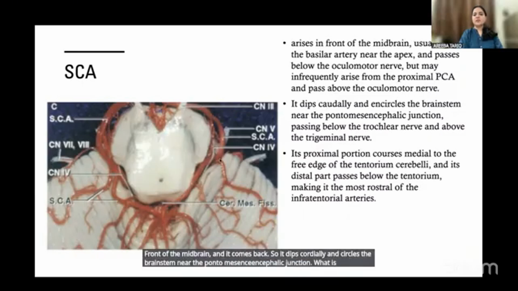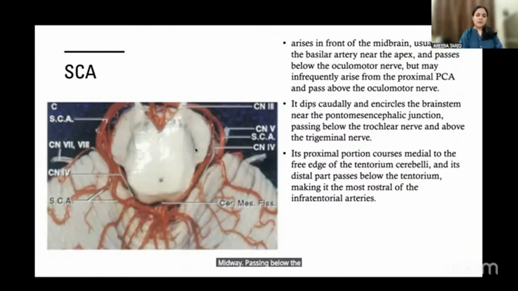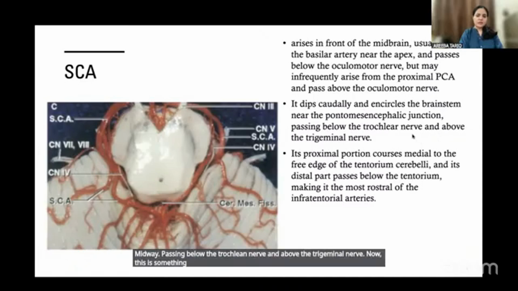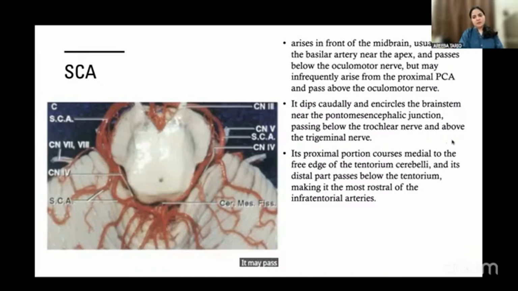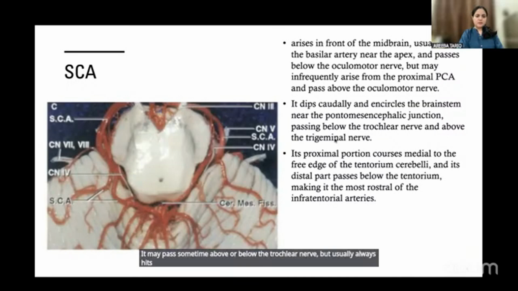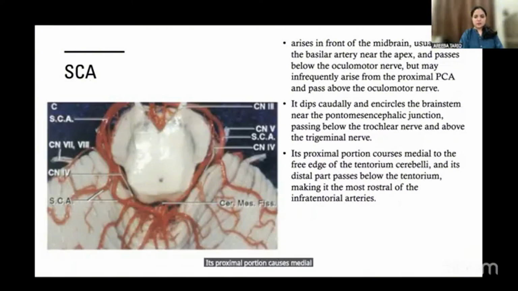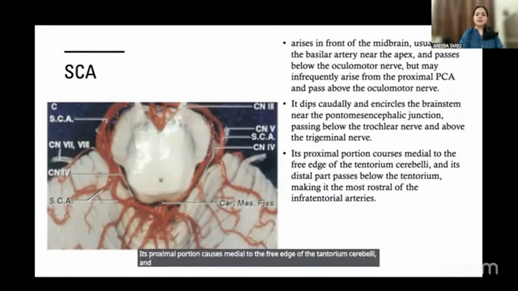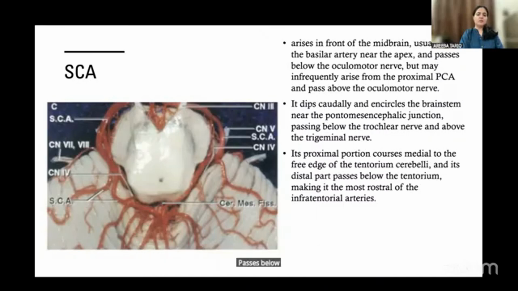What is the pontomesencephalic junction? The junction formed between the pons and midbrain, passing below the trochlear nerve and above the trigeminal nerve. Now, this is something very constant. Usually, the SCA always passes above the trigeminal nerve. It may pass sometimes above or below the trochlear nerve, but usually it's always above the trigeminal nerve. However, there are a lot of variations in normal human anatomy. Its proximal portion courses medial to the free edge of the tentorium cerebelli, and its distal part passes below the tentorium, making it the most rostral, or the most superior, of the infratentorial arteries.